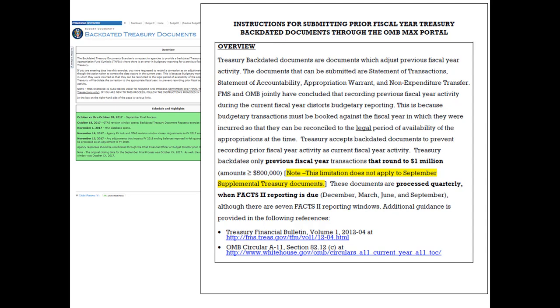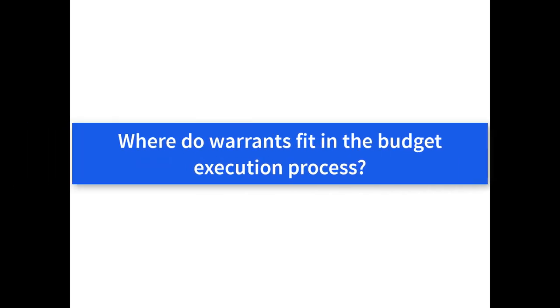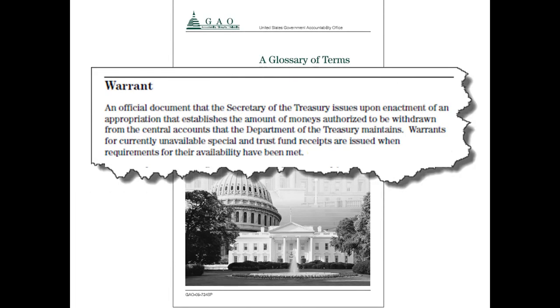Making sure appropriations are recorded in the proper year is a good segue into the next topic. Where do Treasury warrants fit in the budget execution process? Recall that the definition of a warrant says that it establishes the amount of monies authorized to be withdrawn from the central accounts that the Department of Treasury maintains. That means the Treasury warrant has to equal the amount appropriated.